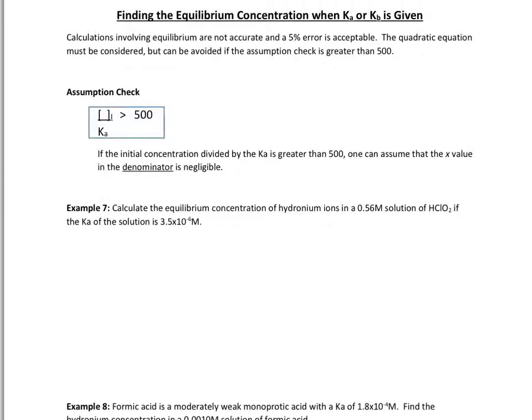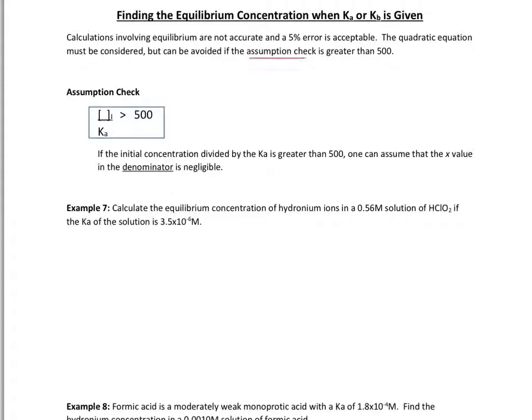Finding the equilibrium concentration when Ka or Kb is given. This is a brand new concept that was not introduced in the equilibrium chapter. Calculations involving equilibrium are not accurate, and a 5% error is acceptable. The quadratic equation must be considered, but it can be avoided if the assumption check is greater than 500.